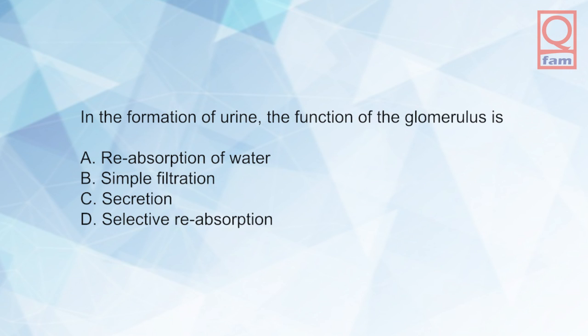In the formation of urine, the function of the glomerulus is A. Reabsorption of water. B. Simple filtration. C. Secretion. D. Selective reabsorption. The answer is B. Simple filtration.